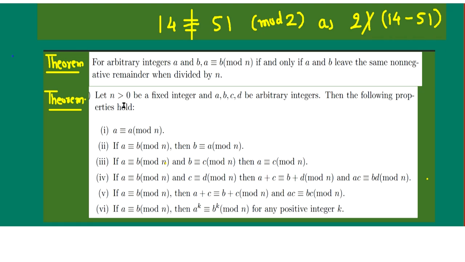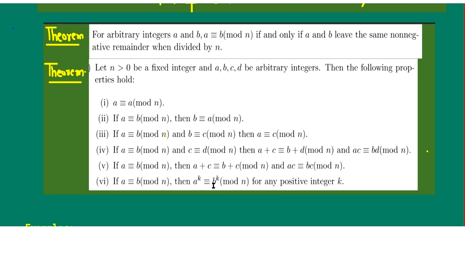The next theorem gives some properties of the equivalence relation modulo n. The first is, it is an equivalence relation. a is congruent to a. If a is congruent to b, then b is congruent to a. If a is congruent to b, and b is congruent to c, implies a is congruent to c.